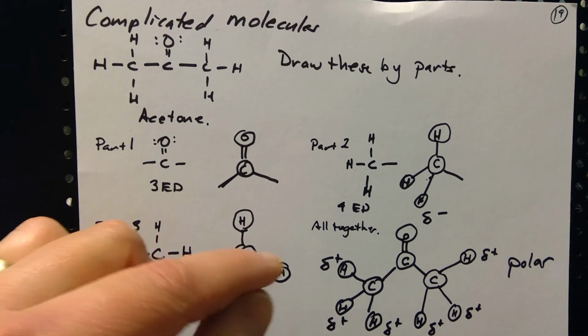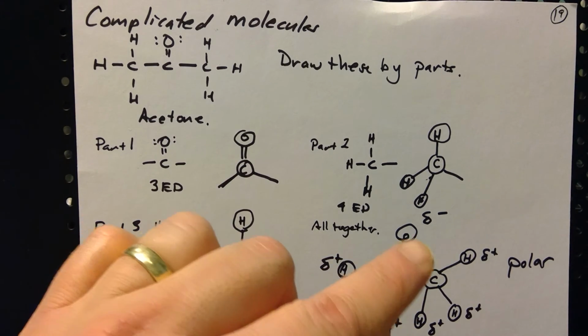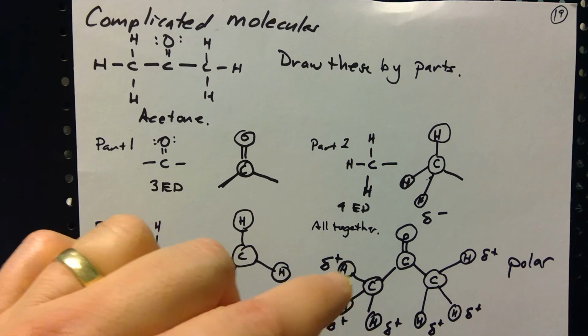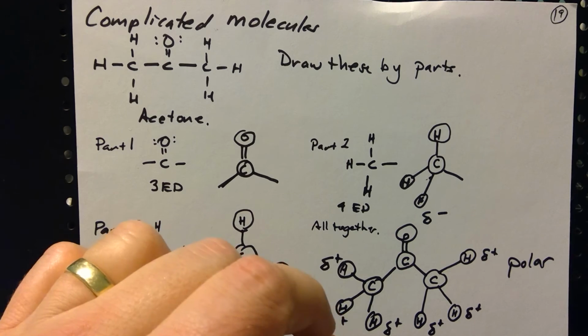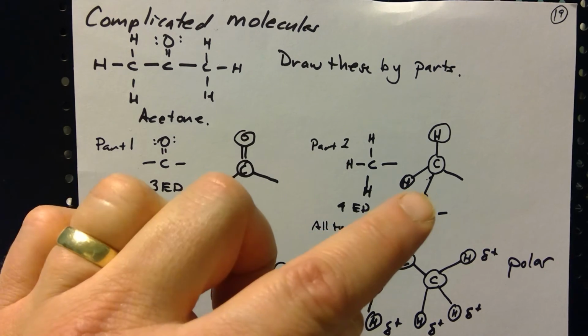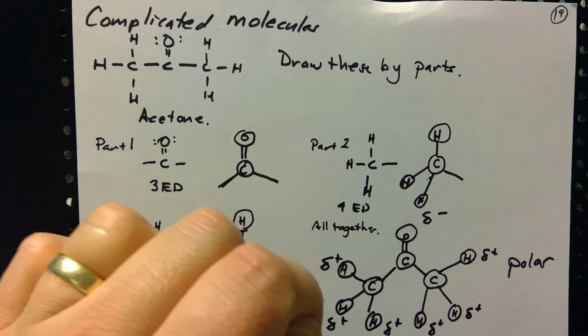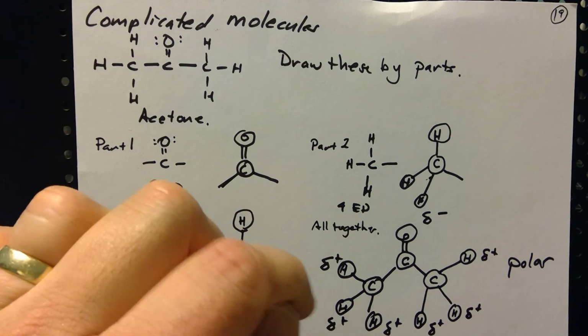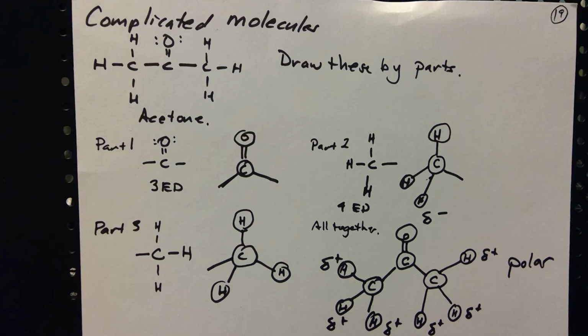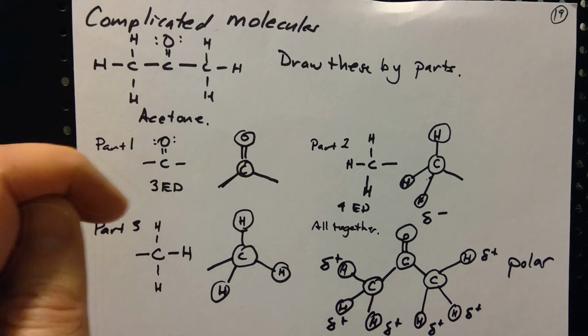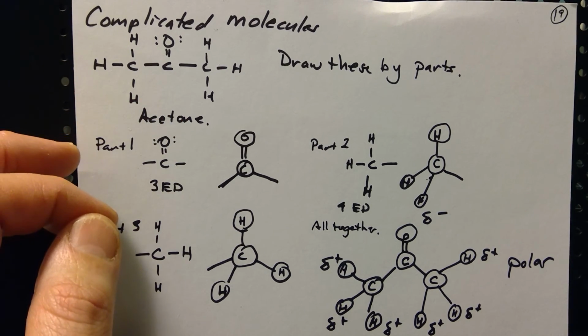You join those parts together, and you have this. You've got this part that's Y-shaped, and you have these 2 tetrahedrals. You put the partial negatives and partial positives on it. You can see the oxygen way up here at the top is a little bit negative. All these little hydrogens around the bottom are going to be a little bit positive, which makes acetone, this complicated molecule, a polar molecule.